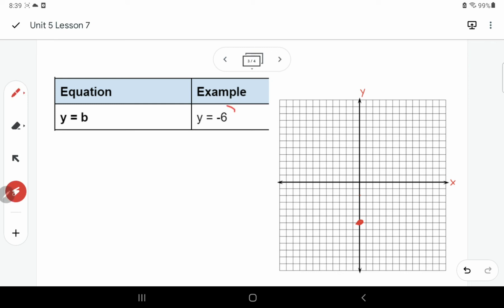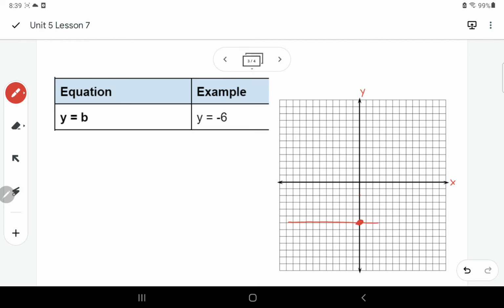Now, you might look at this, and here's the big problem. People think, oh, I see a y, so this line must go up and down like the y goes. But no, that's not how it works. The y means that it crosses the y-axis. So it has to cut across the y-axis, which means it actually goes parallel to the x-axis, which is the opposite of what you might think.